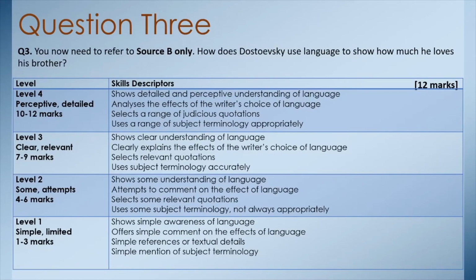Okay, so as with the other one, this is the mark scheme, so you get 12 marks for this one. Again, it goes up to level 4, very similar to the last question, where again for level 4 you have to be perceptive and detailed in your response. So shows a detailed and perceptive understanding of language, analyses the effect of the writer's choice of language, selects a range of judicious quotes, uses a range of subject terminology appropriately. So this is why I would emphasise using that subject terminology if you do know it, because although the exam board says you don't need subject terminology, actually it's in the mark scheme, so you may as well use it.